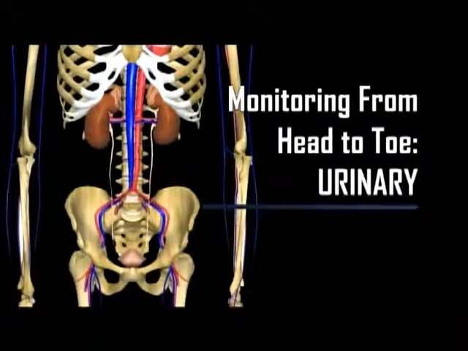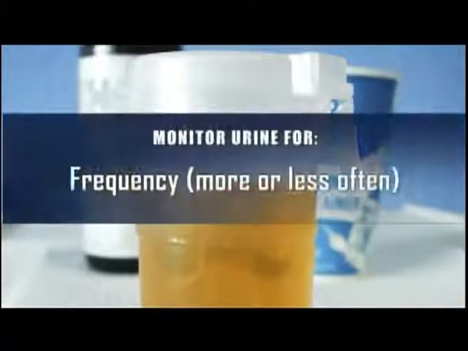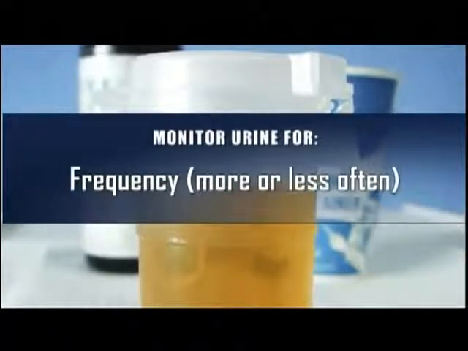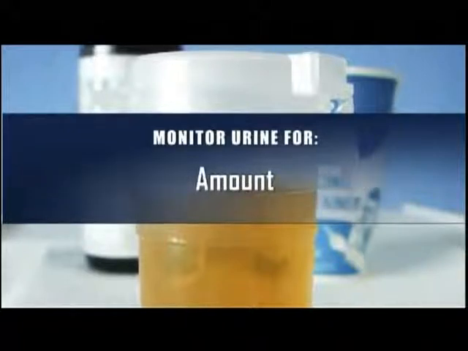Next, we want to keep an eye on the person's urinary output. Now, I know that doesn't sound like very much fun, but it's an important step for a caregiver to take. Watch to see if the person you're caring for is urinating more or less frequently. Watch to see if they are urinating more or smaller amounts of urine as well.